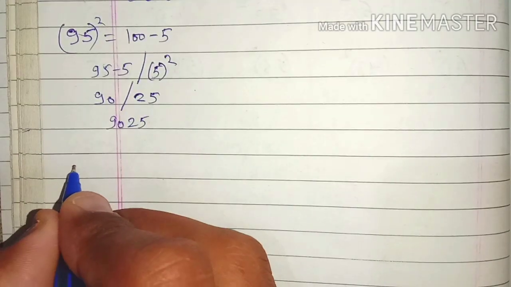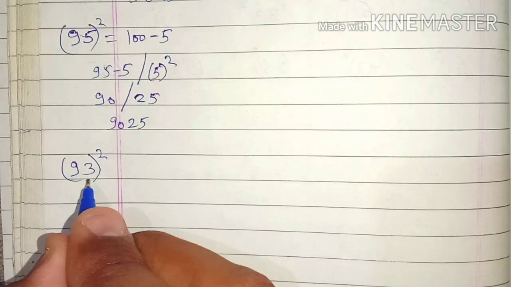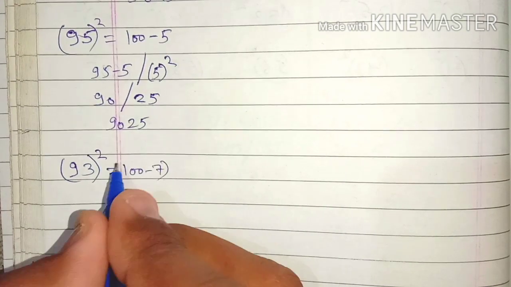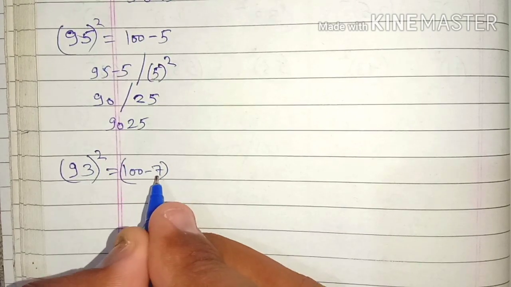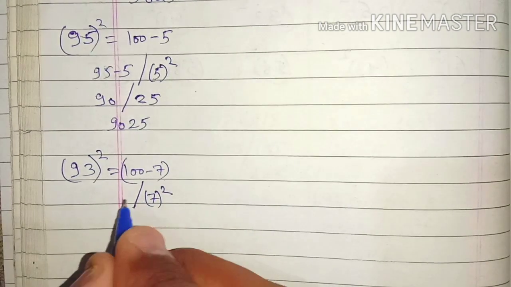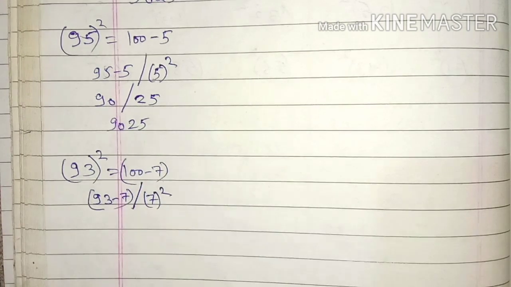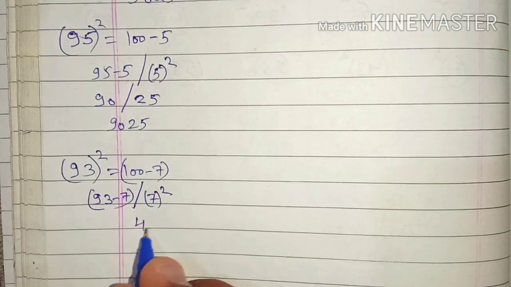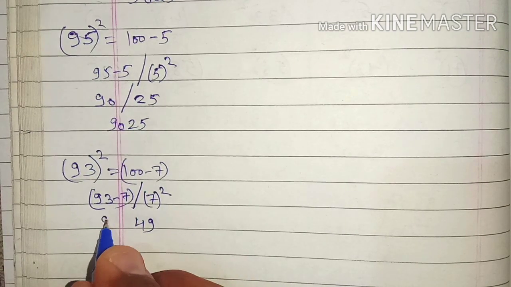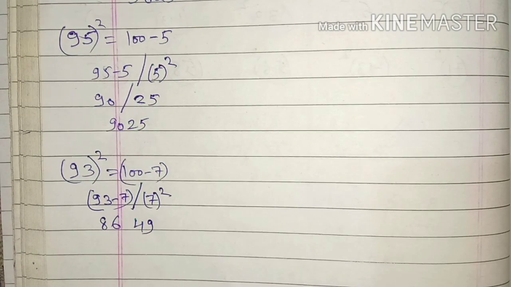Another example, we have to find the square of 93. We can write 93 as 100 minus 7, meaning the number is 7 less than 100. On the right side the square of 7, and on the left side of the slash we write 93 minus 7. The square of 7 is 49. 93 minus 7 becomes 86. There are two digits, so no need to transfer anything to the left.